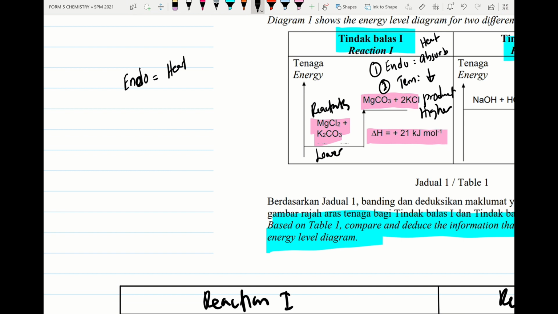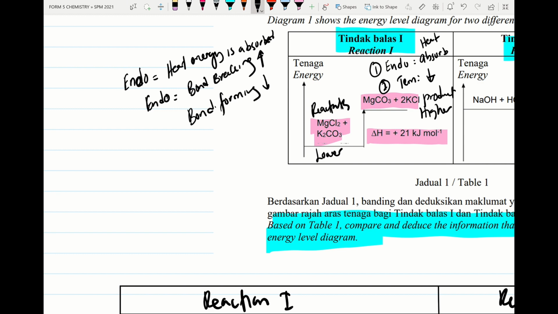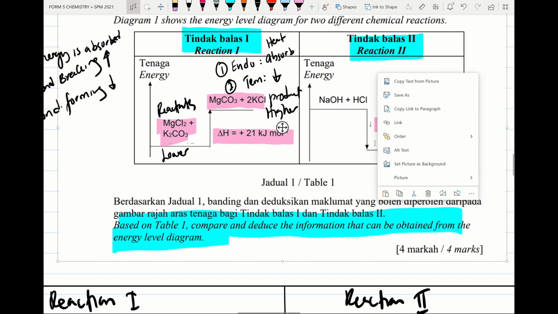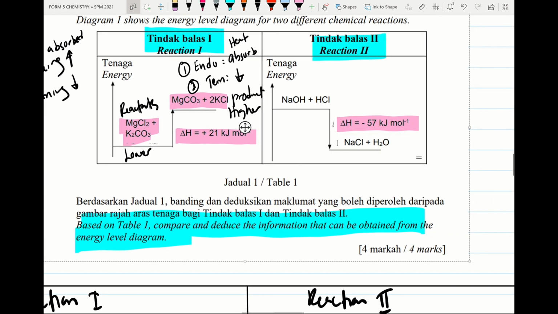Endothermic reaction means heat energy is absorbed from the surrounding. And please remember, endothermic reaction stands for bond breaking reaction. Therefore, in this reaction, the energy absorbed to break the bond is higher than the energy released during the bond forming reaction. So all these points students must remember. So we go for reaction number two. We check reaction number two.